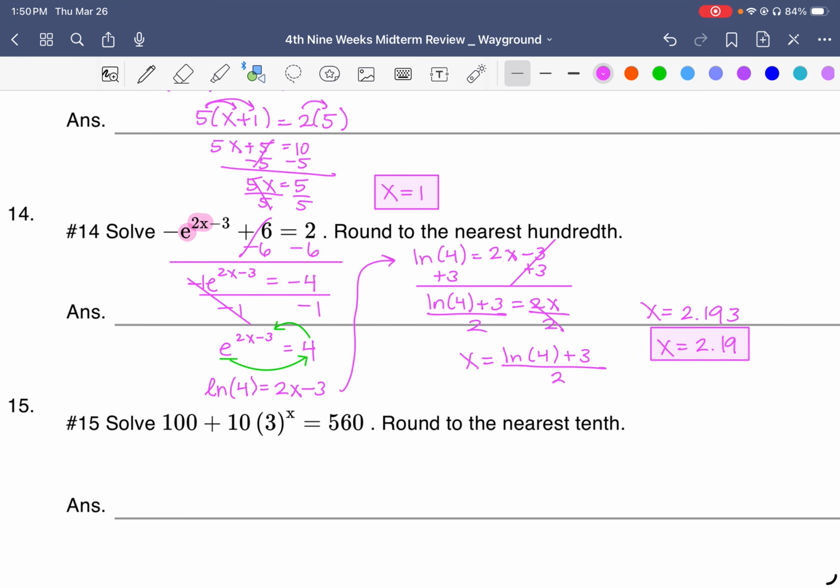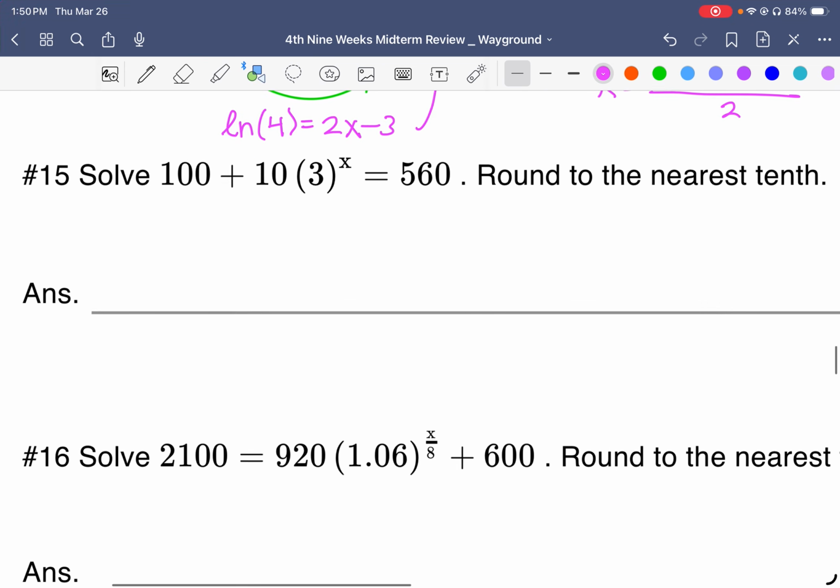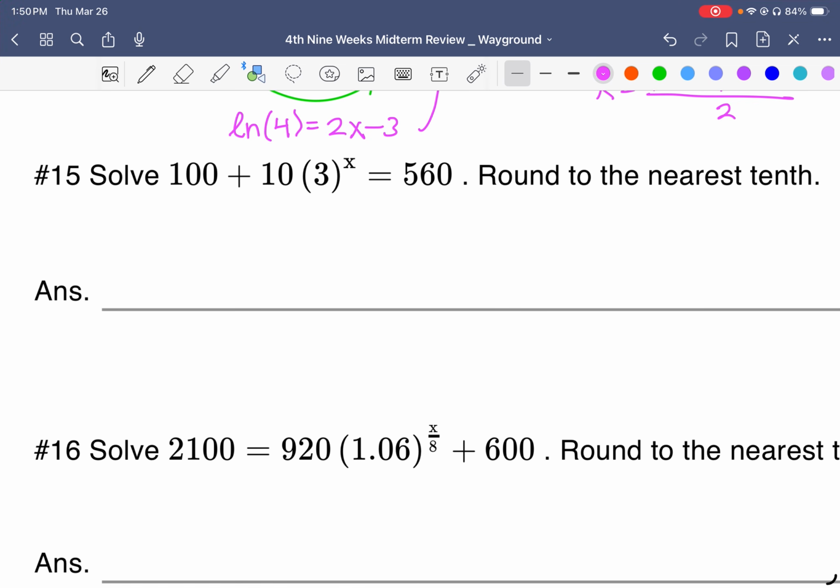Okay, let's try another one. Solve 100 plus 10 times 3 to the power of x equals 560. I need to isolate the parent function, which is starting with this x and the base of 3. So I'm going to start by subtracting this 100. We get 10 times 3 to the power of x is equal to 460.